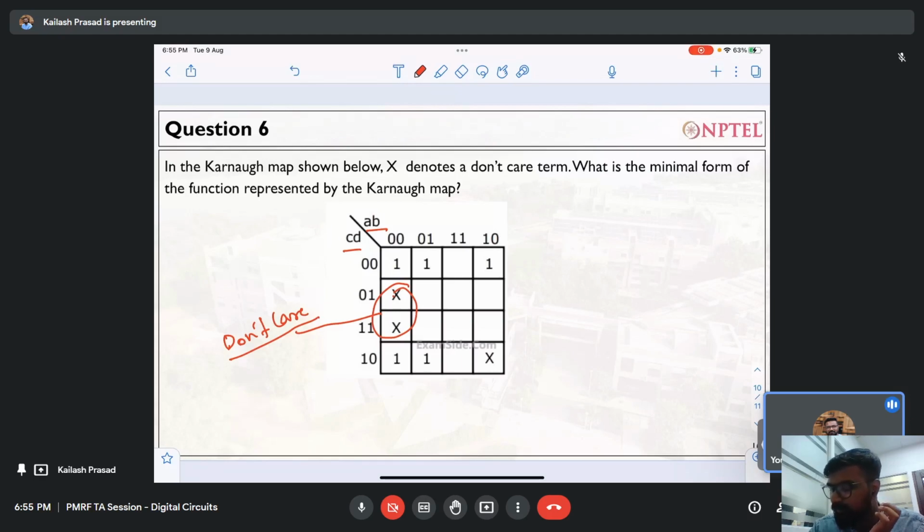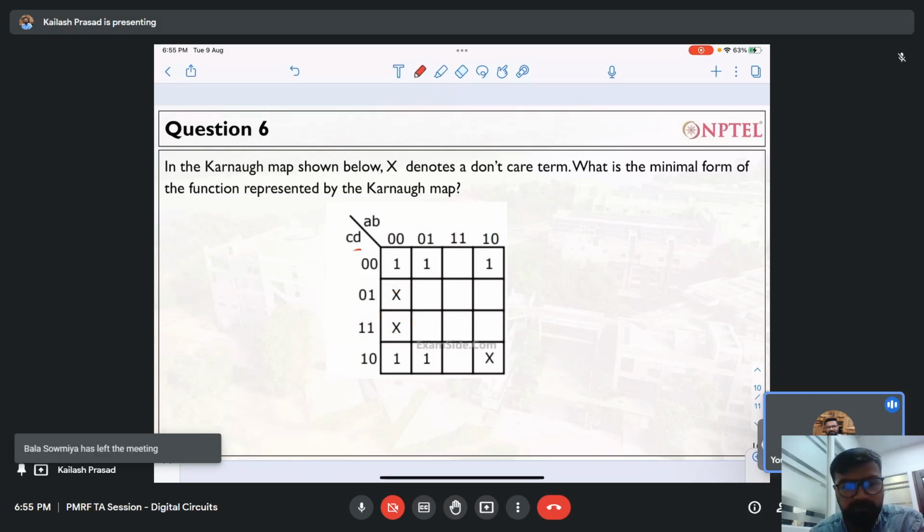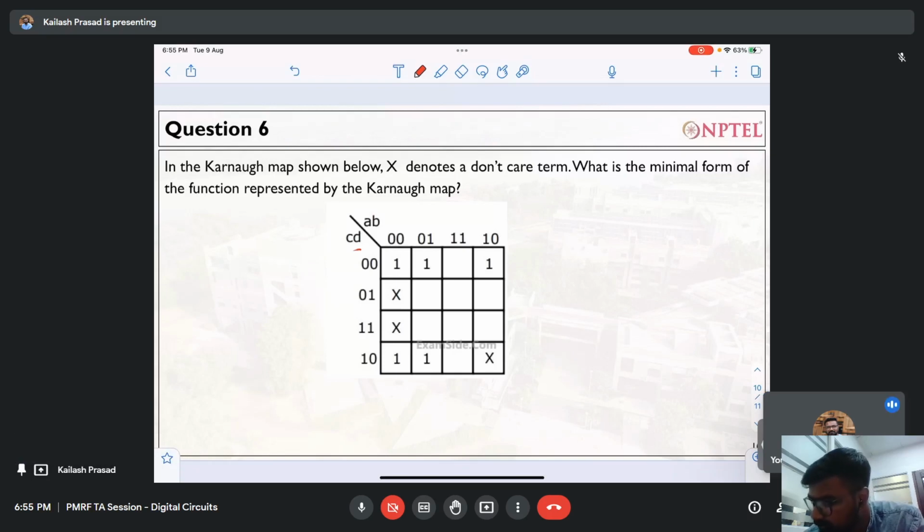Can anybody tell me what will be the answer of this particular one? So you see, this is AB and this is CD. I want the answer from you. Three quad groups. Sorry, three quad groups. I couldn't hear. Can you repeat again?